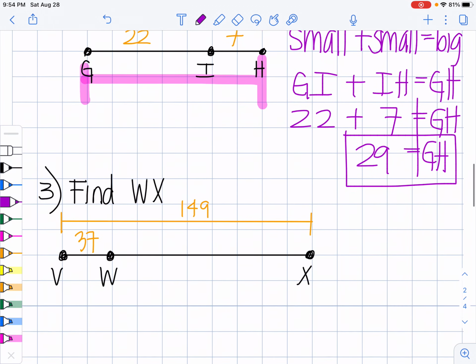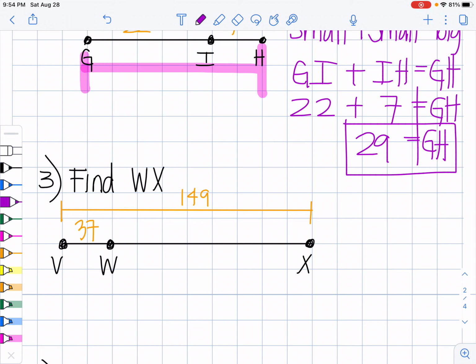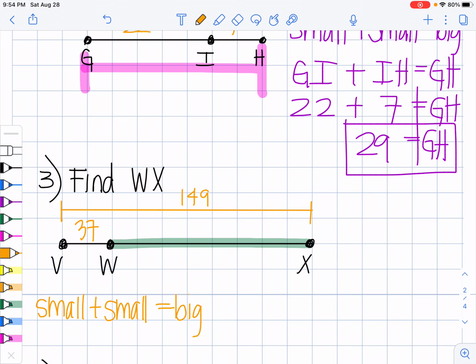I can use the segment addition postulate when I'm also given only one of my small segments to find the other missing one. So this one is saying find WX. I need to find this guy right here. So again, we know that small plus small equals big. So what are my smalls?